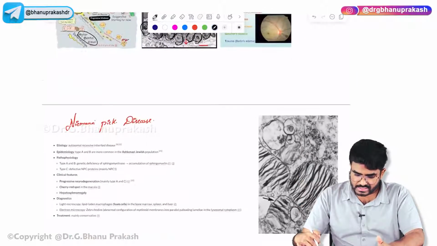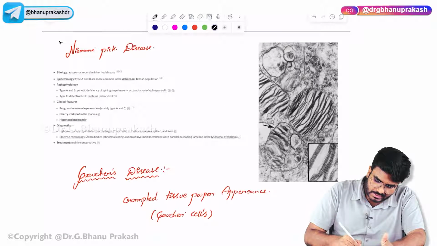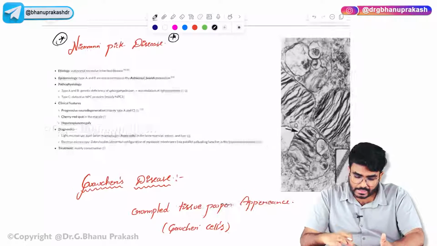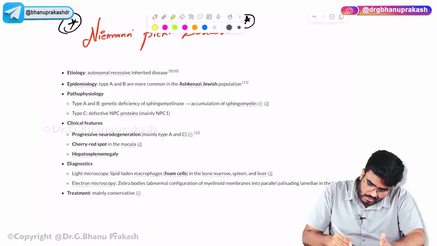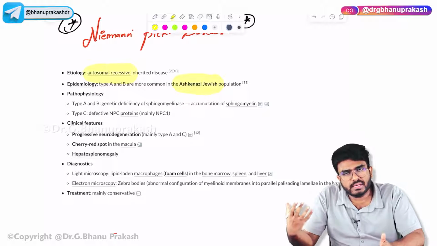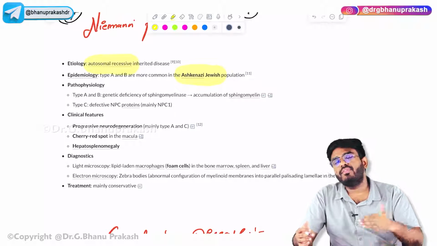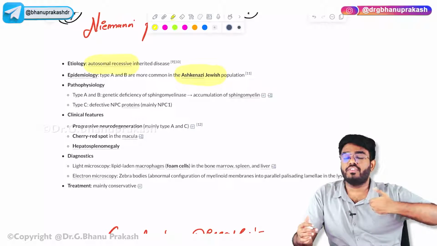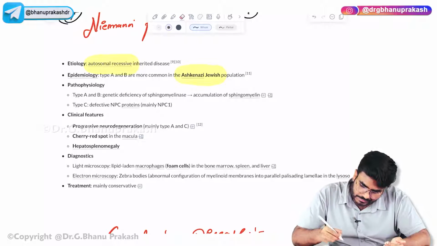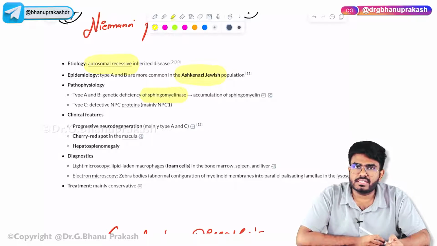After Tay-Sachs disease, the next lysosomal storage disease I want to discuss is Niemann-Pick's. In Niemann-Pick's, of course, it's an autosomal recessive condition, no doubt. It's seen mainly in the Ashkenazi Jewish population. What is the deficiency? Which lysosomal enzyme deficiency is going to be seen? It is sphingomyelinase deficiency. Sphingomyelinase deficiency causes Niemann-Pick disease.